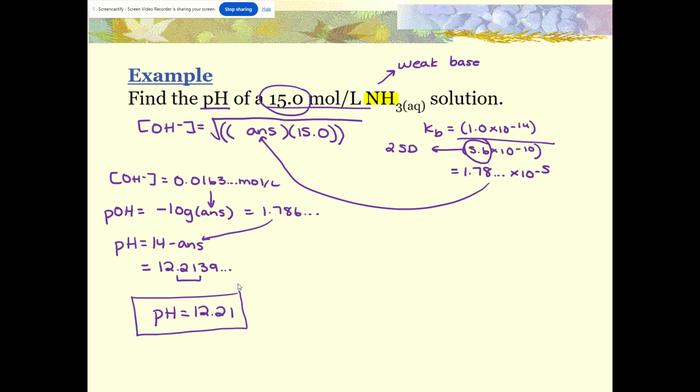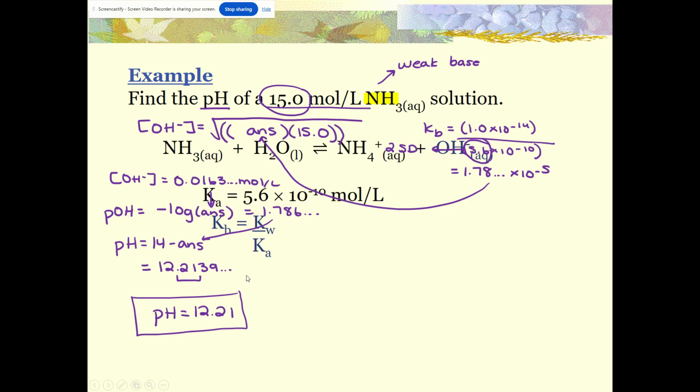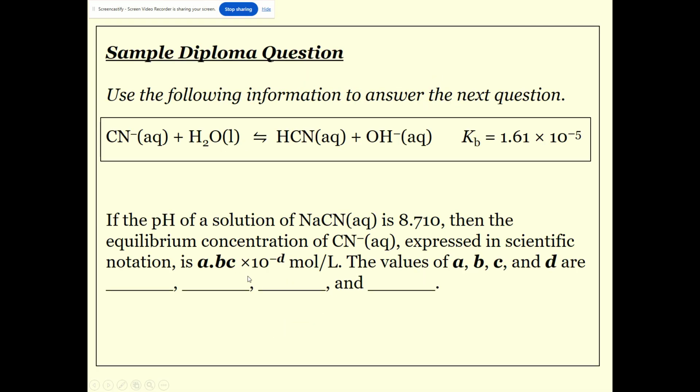Next, we have another sample diploma question where we are given a Kb expression, letting us know this is a weak base. The cyanide ion is a weak base. It's producing hydroxide ions, and the Kb is given. Now, it is asking us to find the equilibrium concentration of the cyanide ions. Well, the cyanide ions are my weak base.